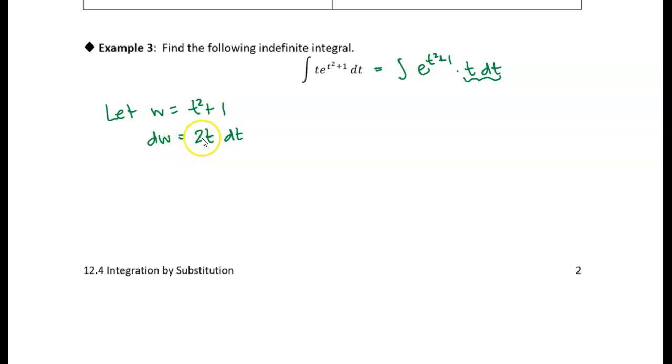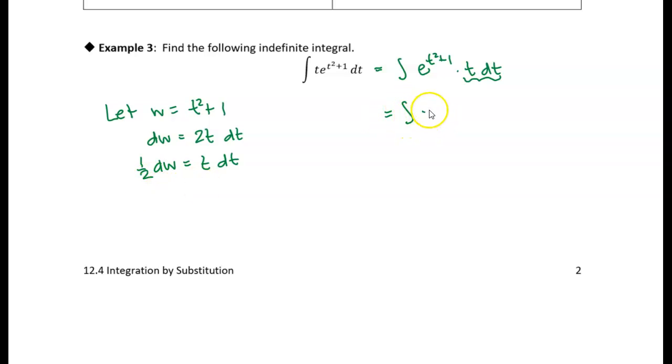So here's what we're going to do. We're just going to divide both sides by 2, or multiply both sides by 1/2. So I can actually write this as 1/2 dw is equal to t dt. So now I can make a substitution for t dt, but it's going to be 1/2 dw.